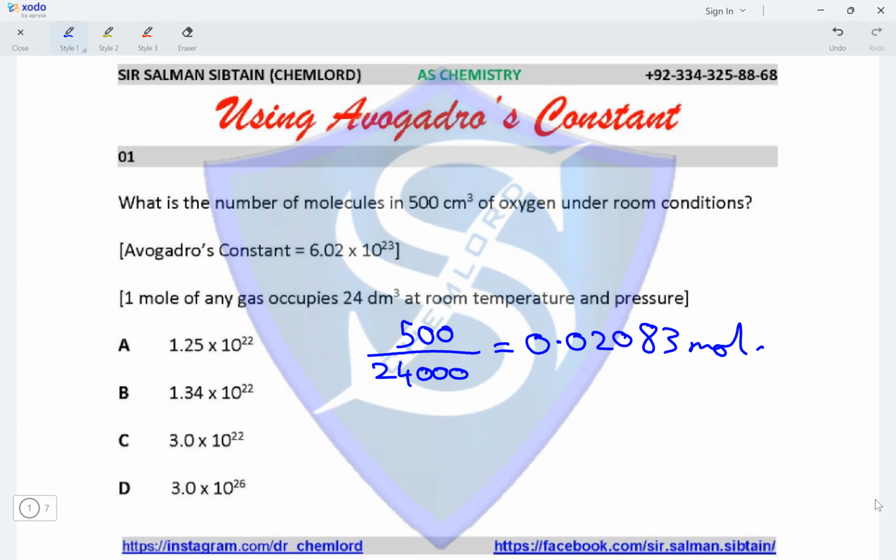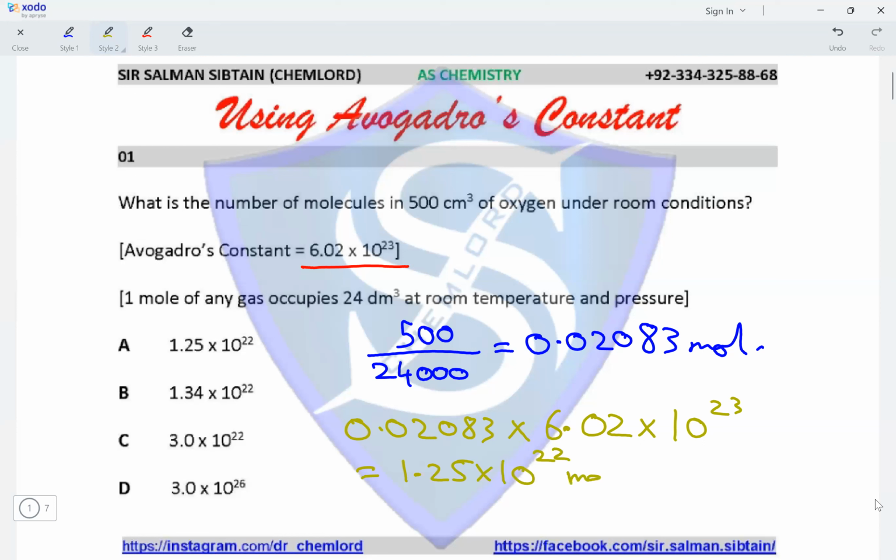So number of molecules in 1 mole of oxygen would be equal to the Avogadro's constant, which is 6.02 into 10 to the power of 23. Therefore, the number of molecules of oxygen in 0.02083 moles of gas that we have would be 0.02083 multiplied by 6.02 into 10 to the power of 23, giving us a value of 1.25 into 10 to the power of 22 molecules, which makes option A the correct option for this question.